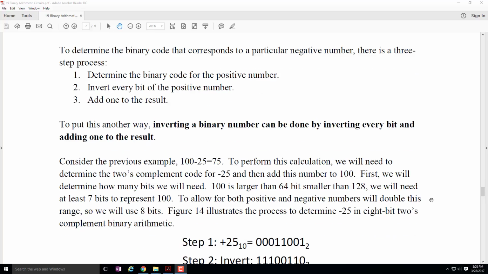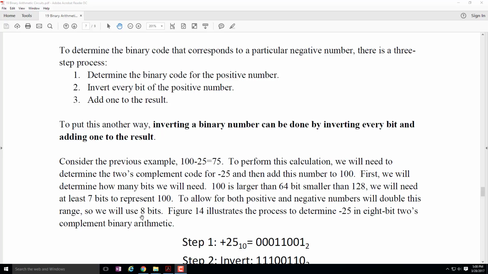So let's see an example. If we wanted to do 100 minus 25 equals 75, we need to first of all find the 2's complement code for negative 25, and then we're going to add that to the positive 100. Now, how many bits are we going to need? Well, 100 is going to need at least 7 bits to represent, but to allow for both positive and negative numbers, we're going to use 8 bits.